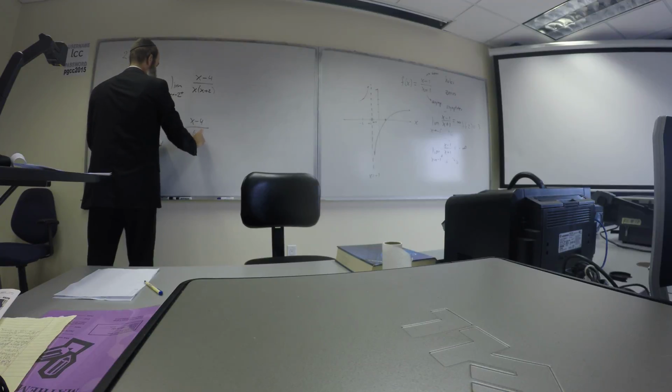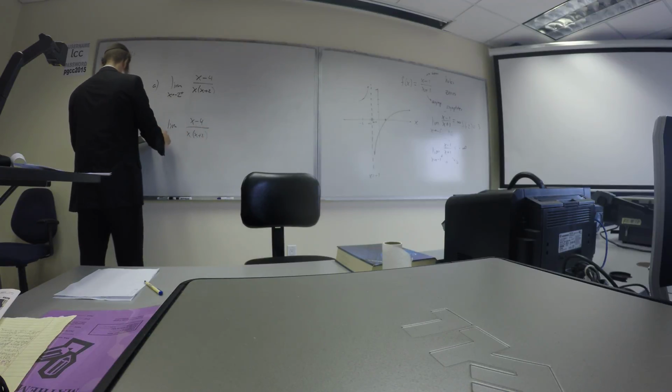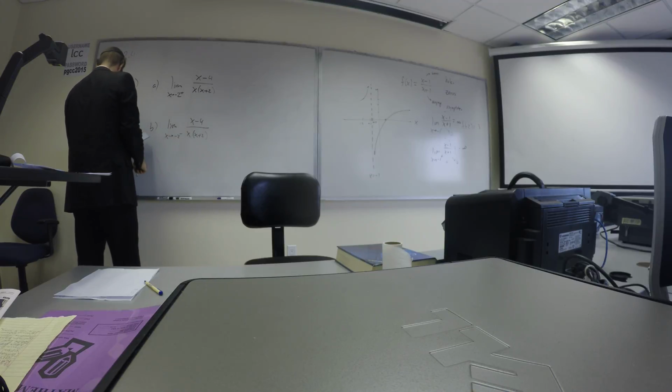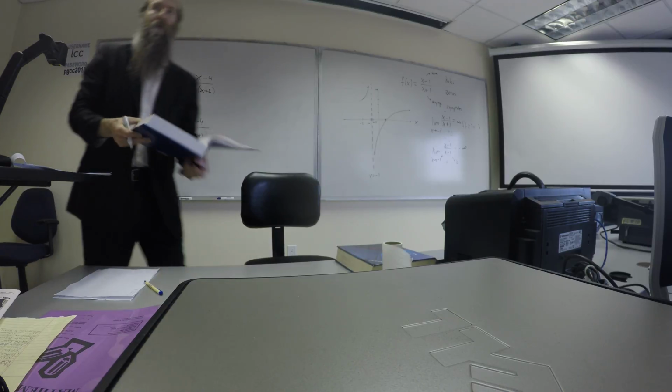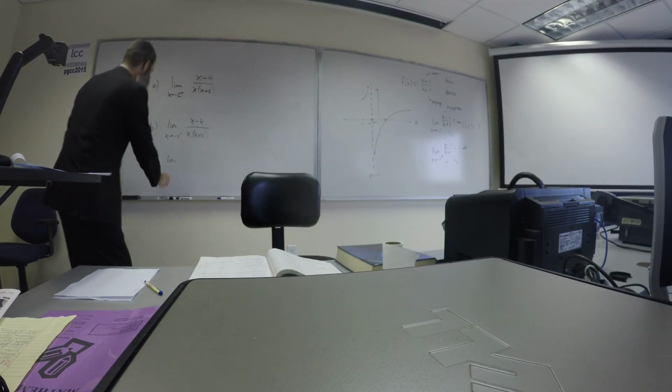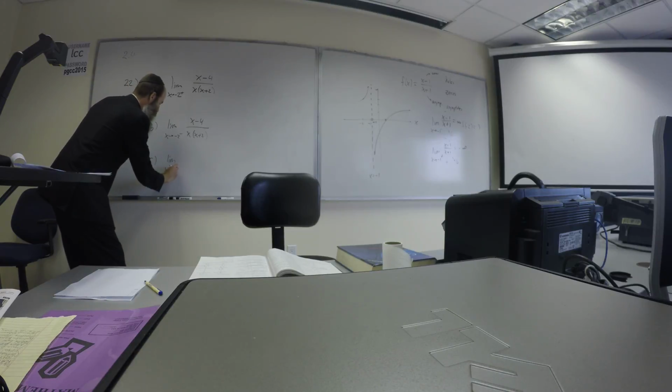X plus 2 left. C is the overall limit. So we have two. We have a right and a left-hand limit, and we have the overall limit is the last question. No pictures this time.